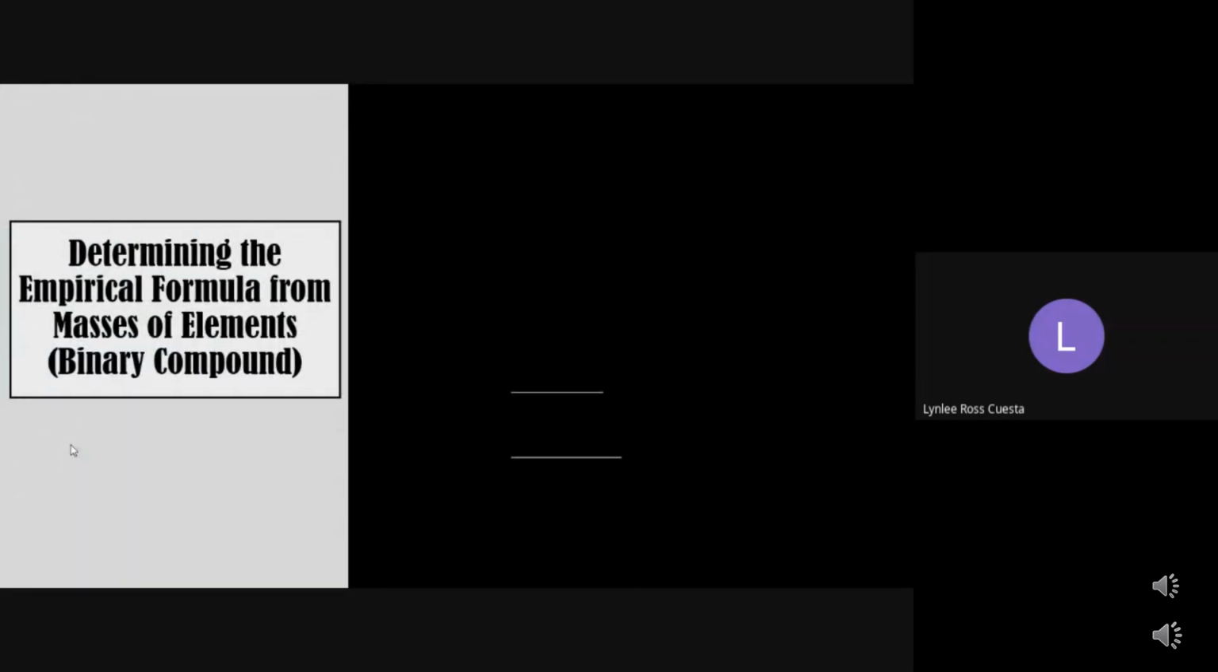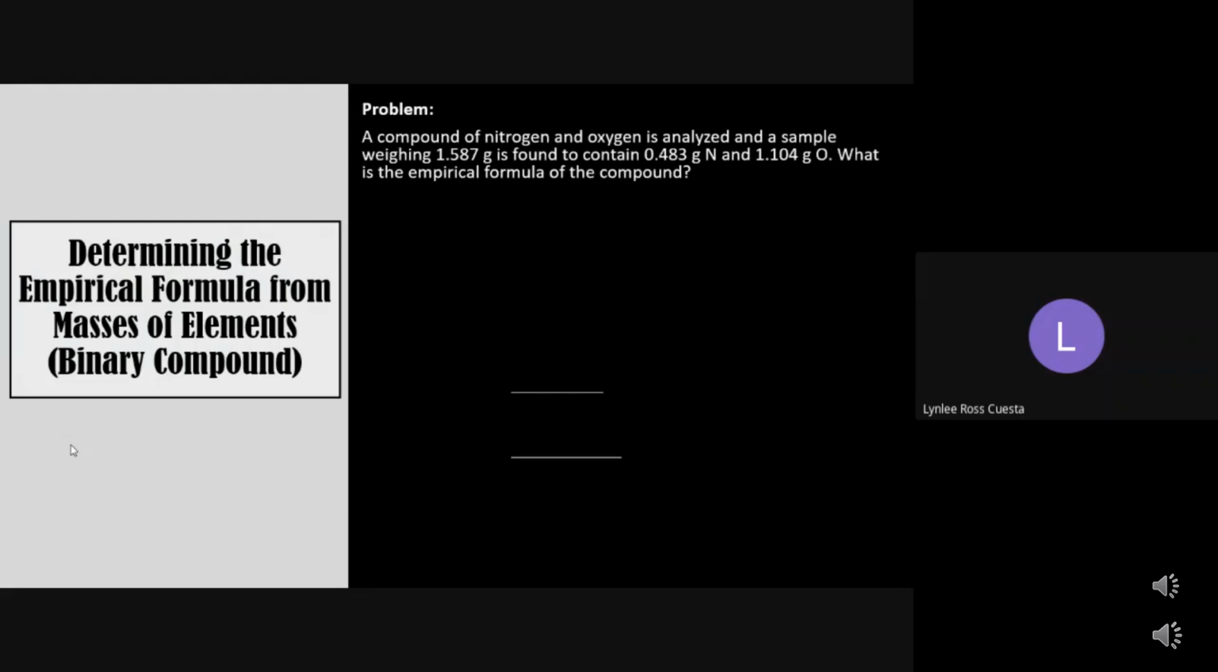Okay, so let's have an example. Here we have determining the empirical formula from the masses of elements in a binary compound. The problem is, a compound of nitrogen and oxygen is analyzed, and a sample weighing 1.587 grams is found to contain 0.483 grams of nitrogen and 1.104 grams of oxygen. Now, the question is, what is the empirical formula of the compound?